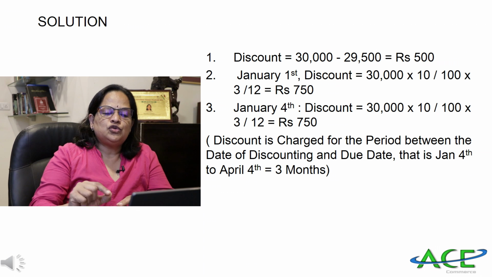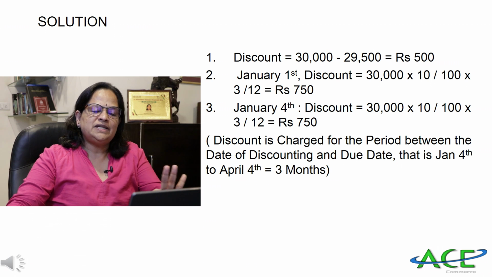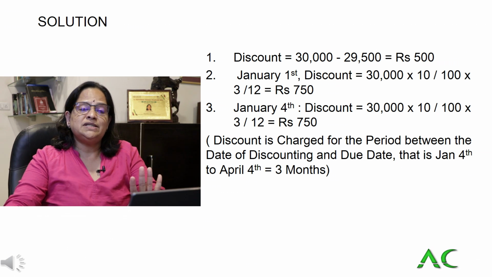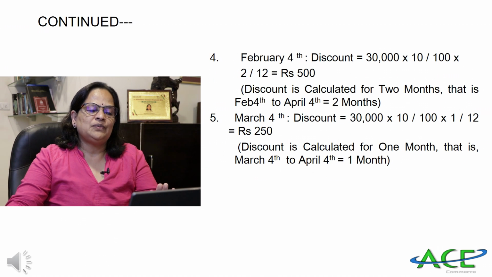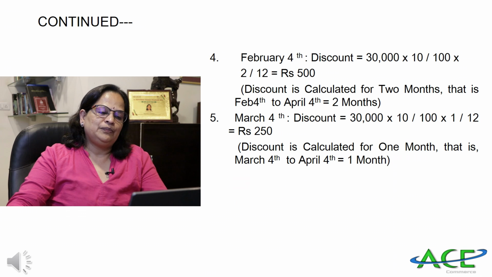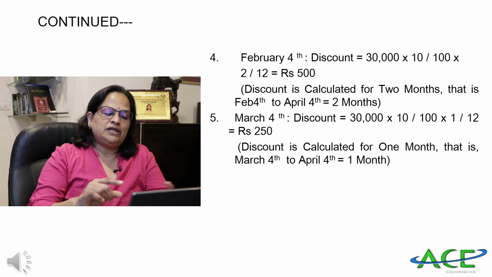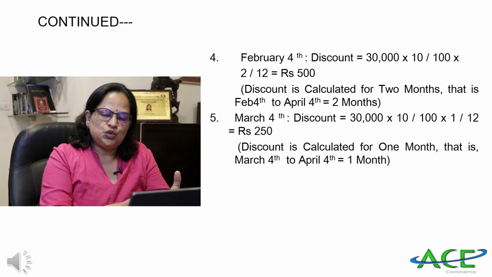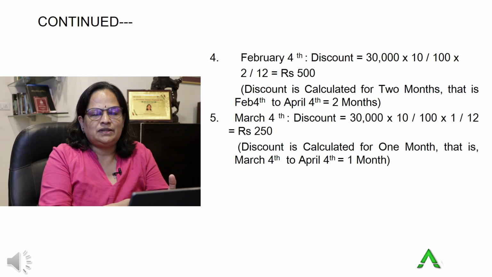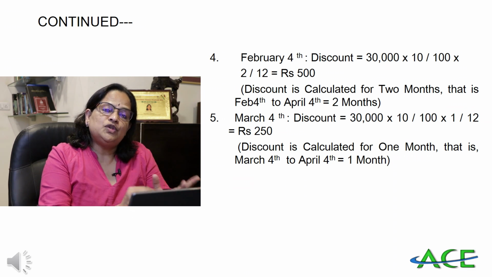So January 4th to April 4th is 3 months. That is how we are calculating for 3 months. This is important. You have to remember that interest is calculated for 3 months. Next is February 4th. So how do you calculate the discount? February 4th, that means March is 1 month, April is the 2nd month. So we will calculate the interest for 2 months.